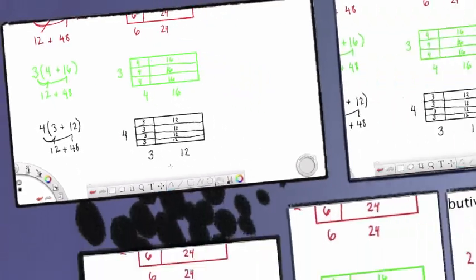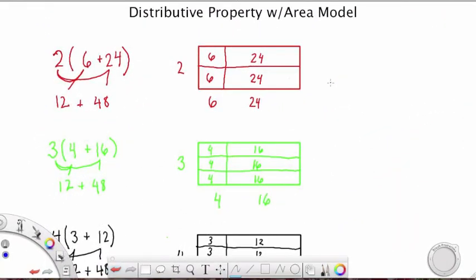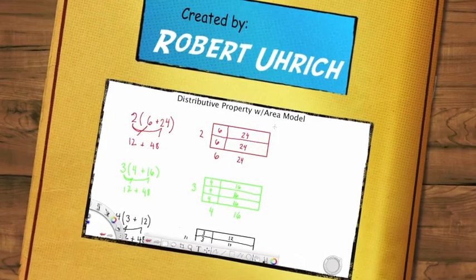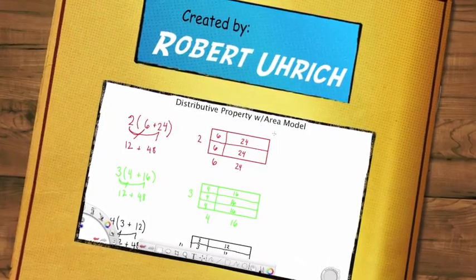And I hope that was helpful, boys and girls. But here we can see this is the distributive property, and I'm using the area model to graphically represent what's happening with these numbers or how these numbers are being distributed.